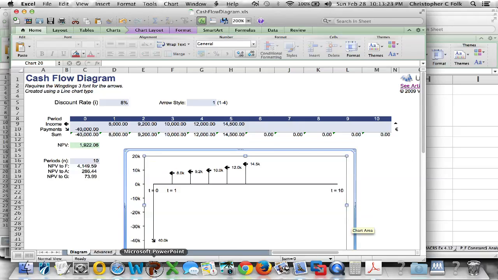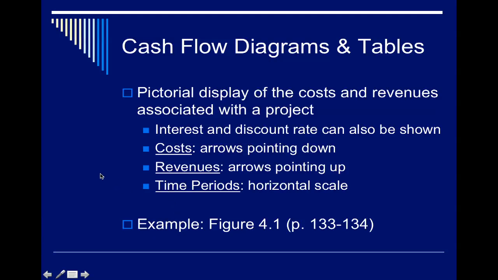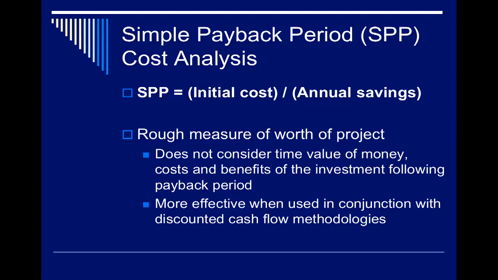So let's go back now to my PowerPoint. There was our figure. There's a couple ways now we can talk about payback. Simple payback period, SPP cost analysis. In this case, we're going to take the initial cost and divide it by the annual savings. Now, this is very rough, and it's the way many people, especially at home, think about it. If we're going to install solar panels or a wind turbine, the question is always, what's the payback on it? If I save enough electricity each year, how many years will it take for the cost savings to equal the cash outlay?